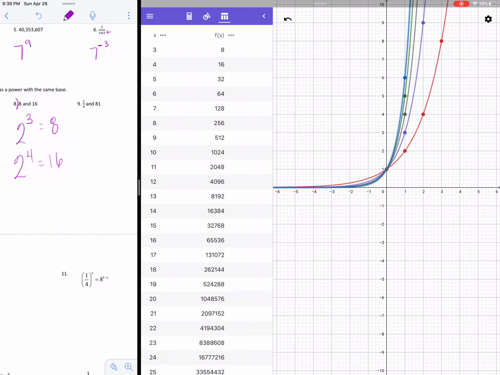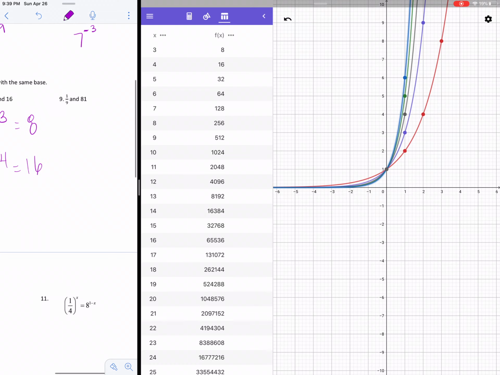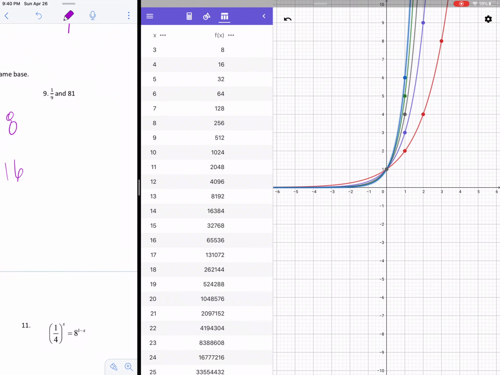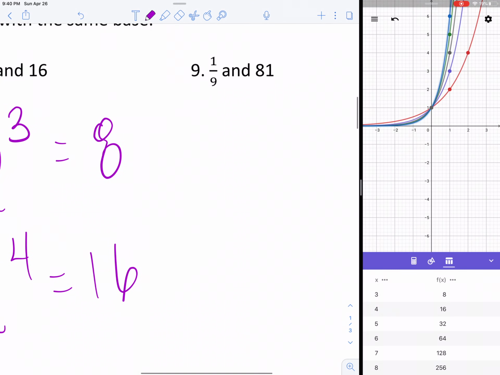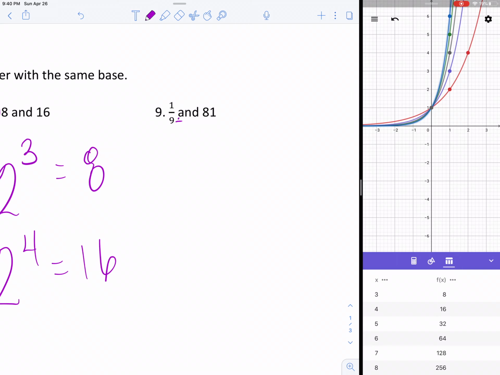The next one, we have 1/9 and 81. Well, what could we write those both as a power of? Well, 9 is in the denominator. I didn't go all the way to the 9s on my table. But if 9 is in the denominator, do we all realize that we could write that as 9 to the negative first power? And 81 is 9 to the second power. So we could rewrite those both as a power of 9.